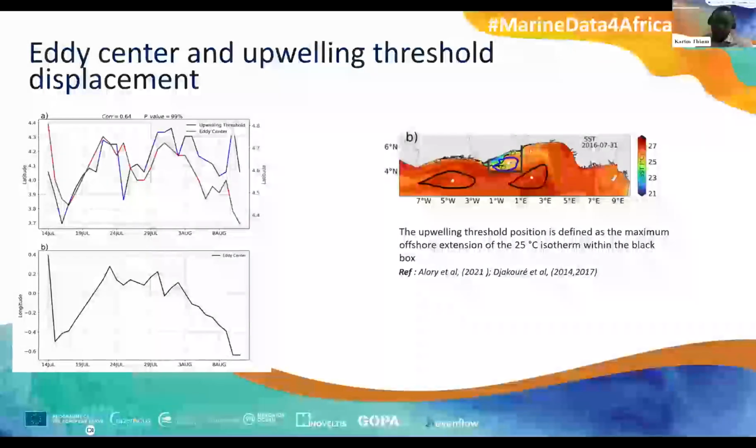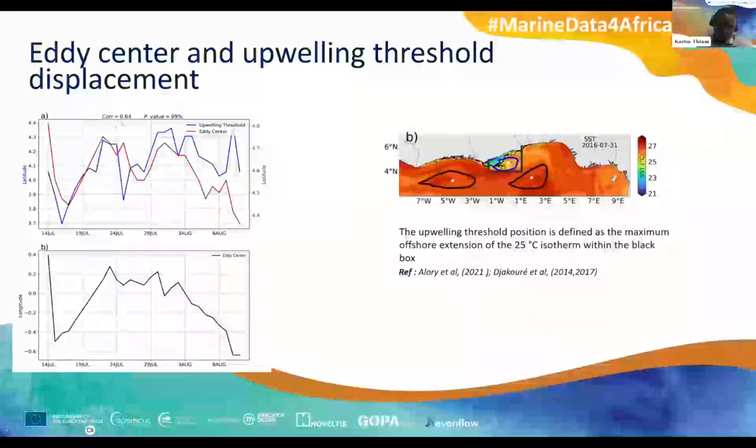So here I try to find the close relation between how the eddy displacement and the eddy center and upwelling threshold displacement interact, how eddy can modulate the extension of the upwelling, here defined by the isotherm of 25 degrees that we can see here. So combining the two frames, we see that there is a close relation between the displacement of the eddy center and the upwelling threshold.